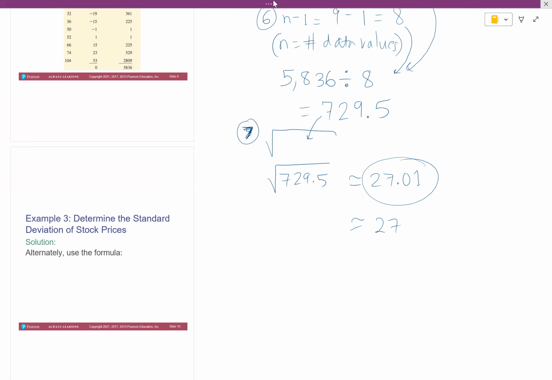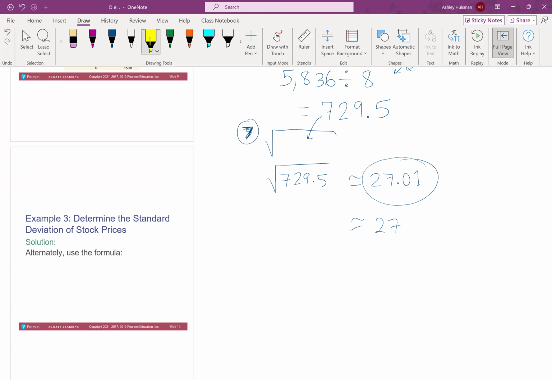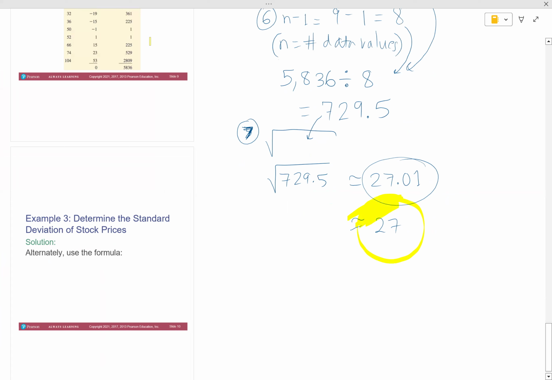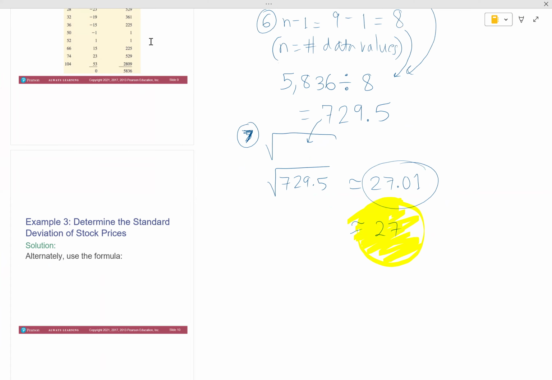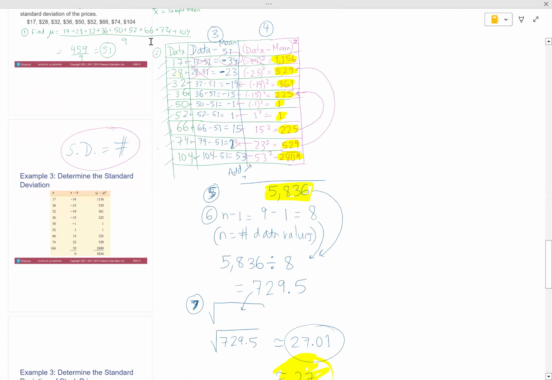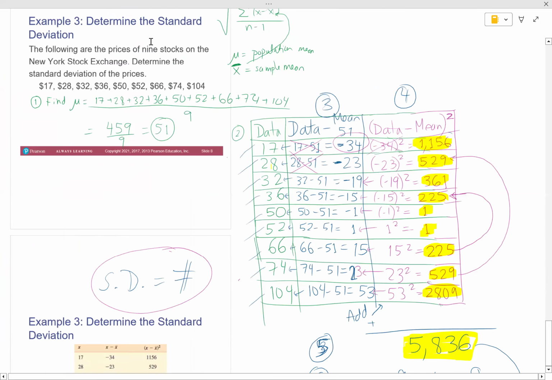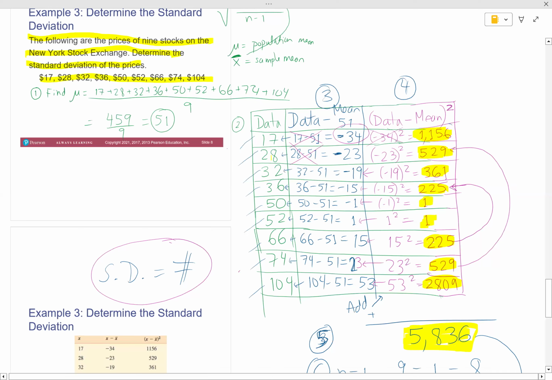After all those steps, I forgot what I was even doing. Why was I doing that? Why do I care? What was the problem even about? It was about money, I guess. What were we talking about? Oh, the prices of 9 stocks on the New York Stock Exchange, determine the standard deviation. And the mean was what now?